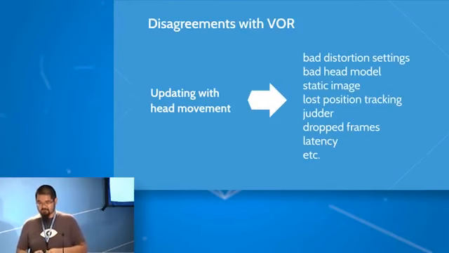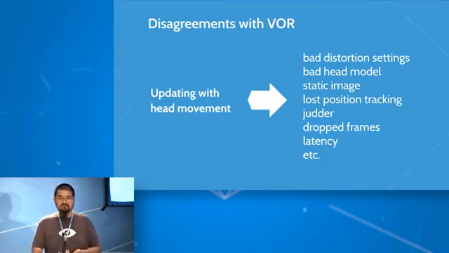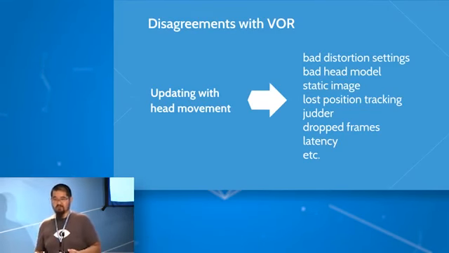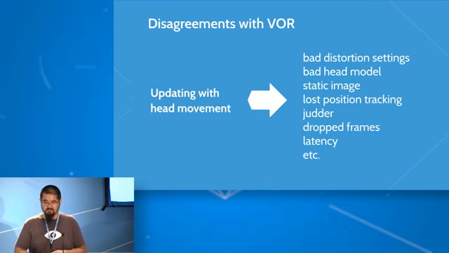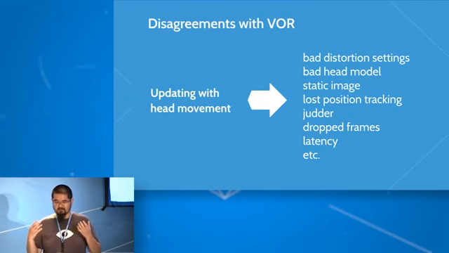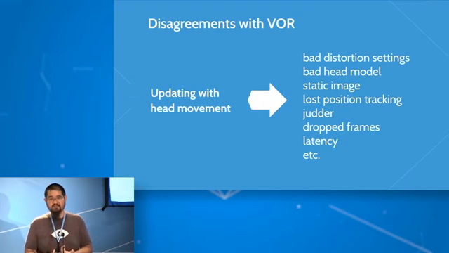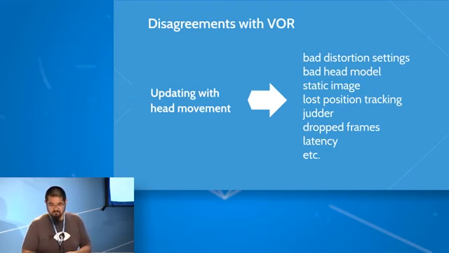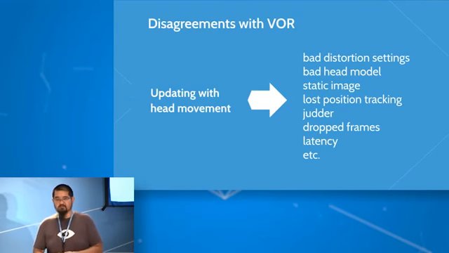So that's all well and good in theory, but there are lots of ways this can go wrong. If you have bad distortion settings, if you have a bad head model, I'll leave you to read more about these in the documentation if you don't already know about them. But they can cause rendering updates to basically occur incorrectly. Things won't move the way they should move in response to your head movements, and that's going to create some unusual experiences. This is the same reason why we recommend against just placing static images in front of people.